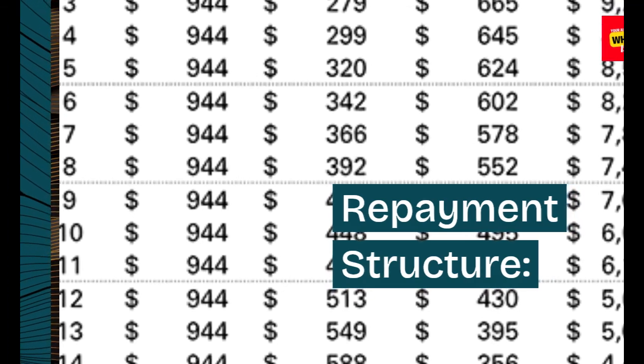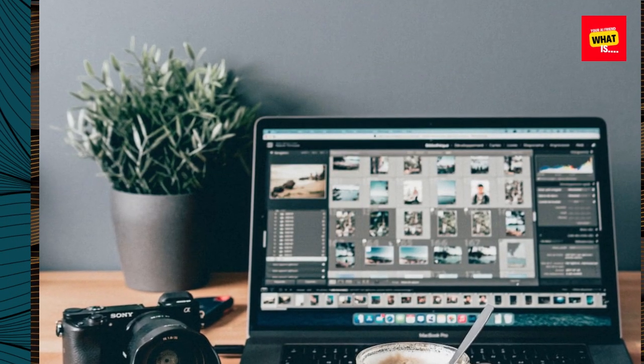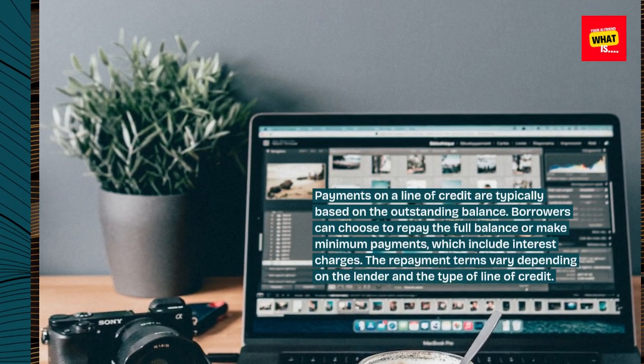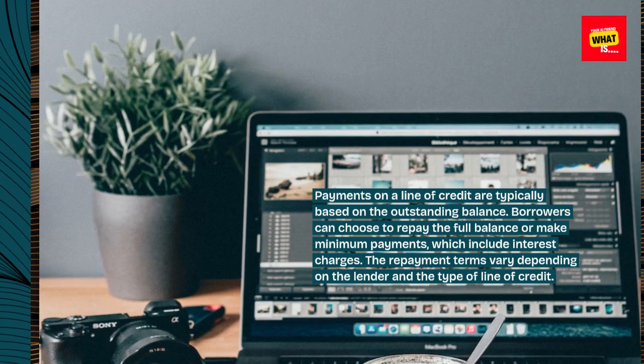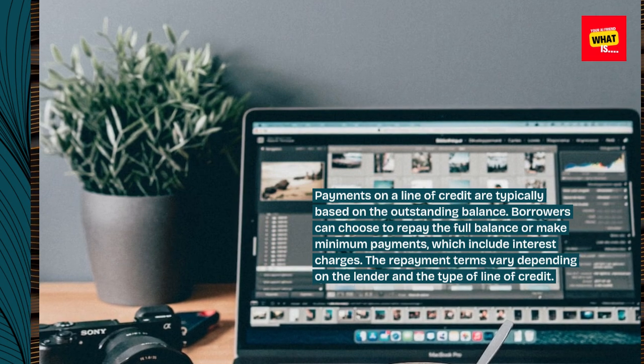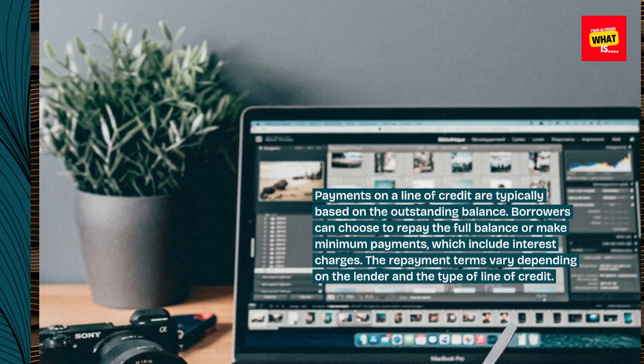Repayment structure. Payments on a line of credit are typically based on the outstanding balance. Borrowers can choose to repay the full balance or make minimum payments, which include interest charges. The repayment terms vary depending on the lender and the type of line of credit.